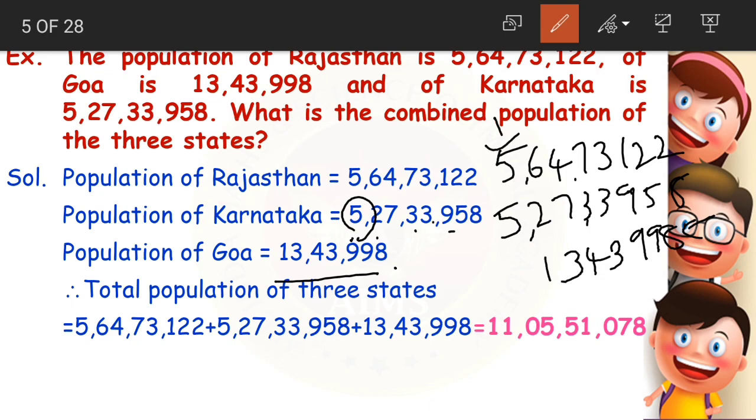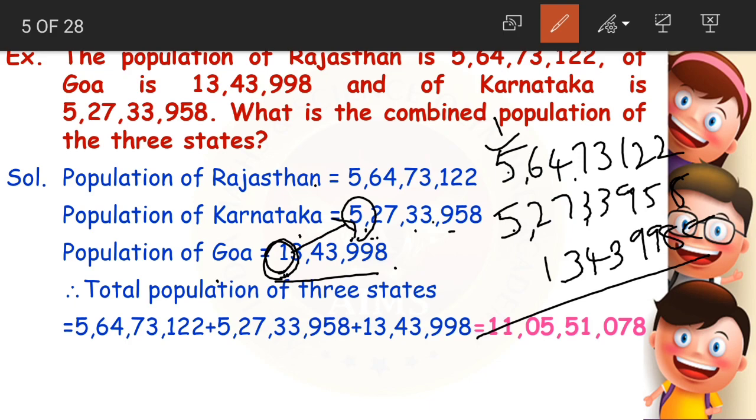See, there in crores place, Rajasthan and Karnataka have 5, but Goa has 0. So this is also an important point to note down while adding. We should add the same place values, okay? I cannot add this 1 which is in 10 lakhs with 5 which is in crores. Understood students?